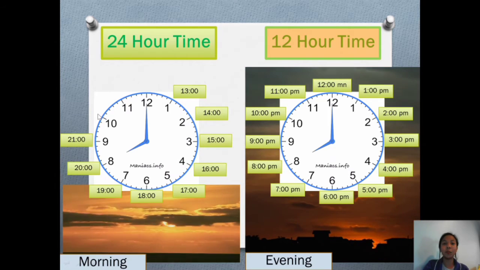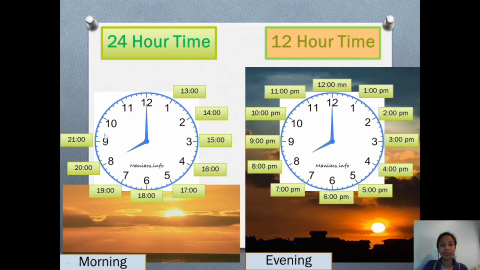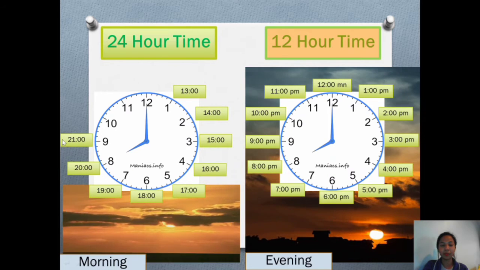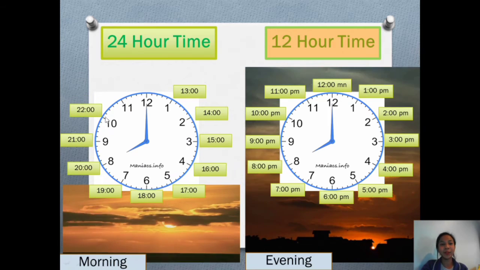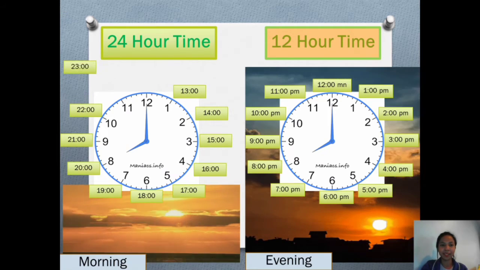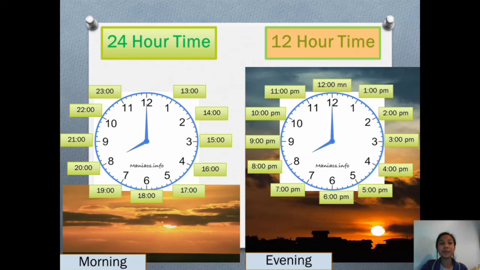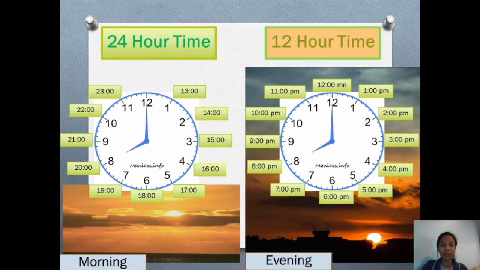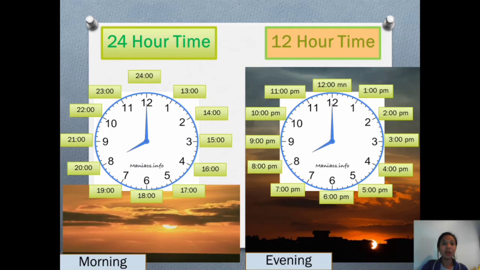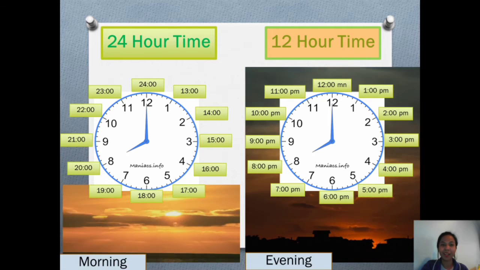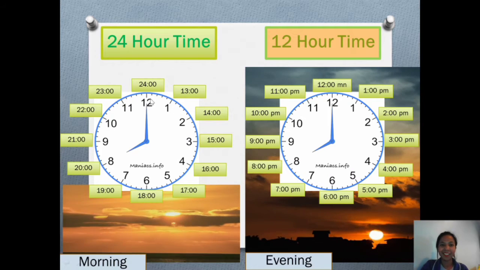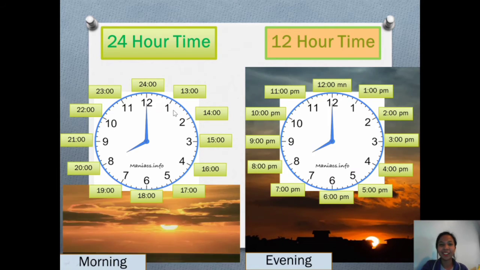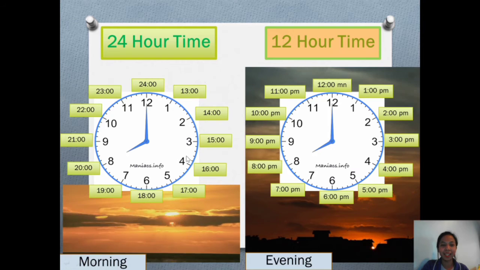Just add 1 hour from 9 o'clock, or from 2100 time. So it's 2200 hour. Next, 2300 hour, and then 2400 hours. So it's 24 hours. Understand?